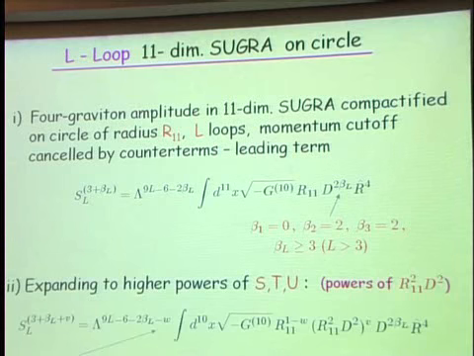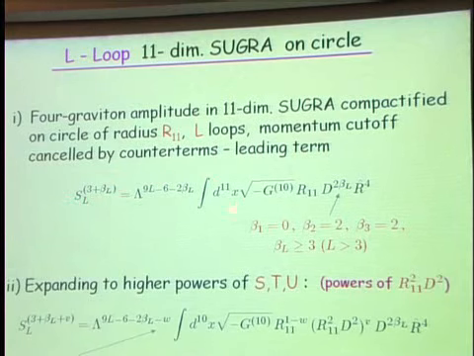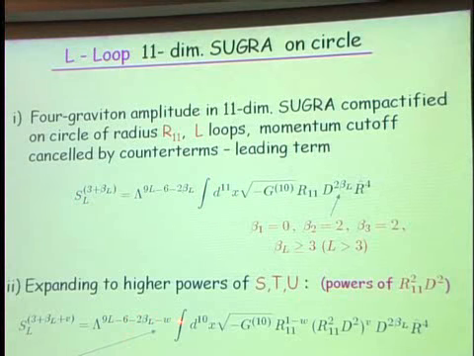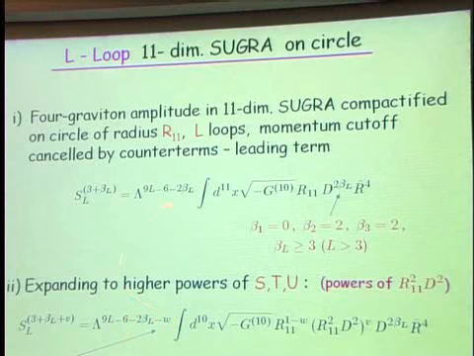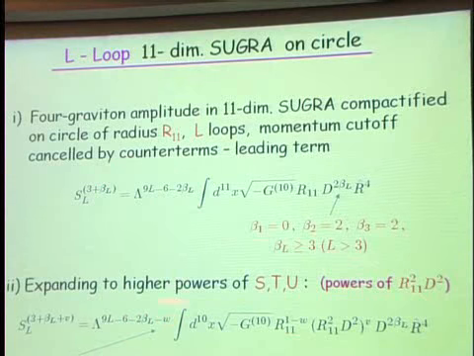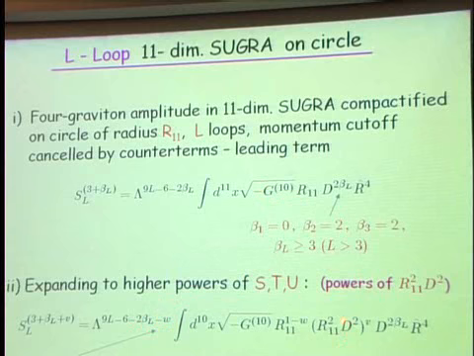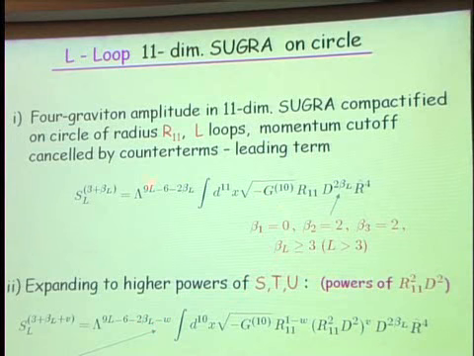But that's the sort of primitive divergence of the diagram. There could be subdivergences. This is the worst divergence you can have. You could have terms which have subdivergences or which are finite, and you can expand this in a power series in S, T, and U. I'm talking about the amplitude here.